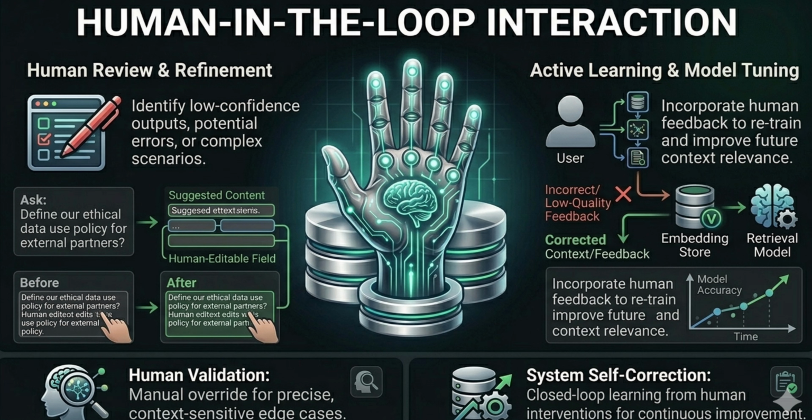Fifth, human in the loop. The agent never sends anything without your approval. You see the email, you can edit it, then you approve or skip. The agent assists, you decide.